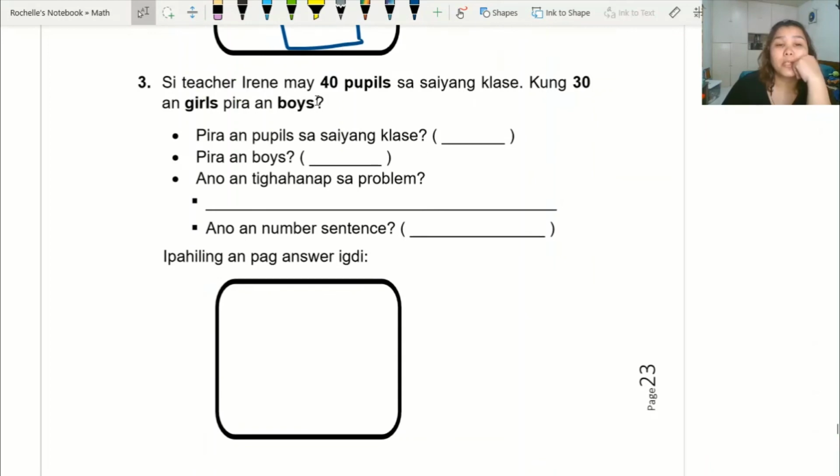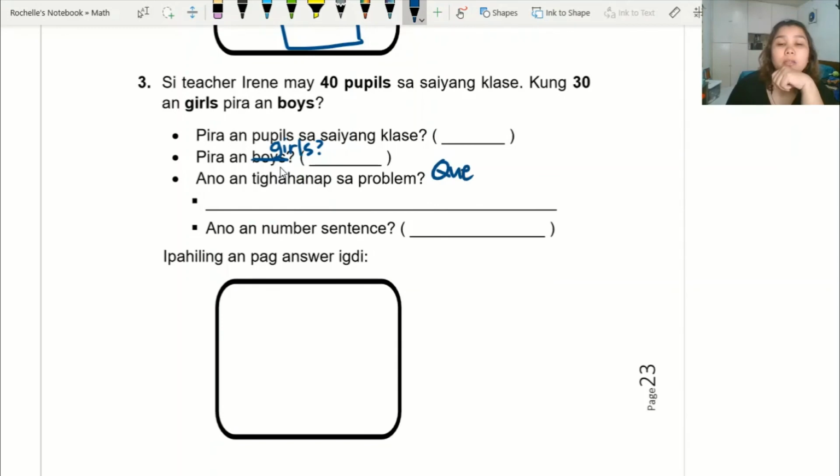Number 3, si Teacher Irene may 40 pupils sa iyang klase. Kung 30 ang girls, pira ang boys. So, pira ang pupils sa iyang klase. How many pupils are there in total? Next, pira ang boys. And then, dapat ito, may correction. This should be girls pala. So, this should be girls. Piraan girls. Anong tigahanap sa problem?